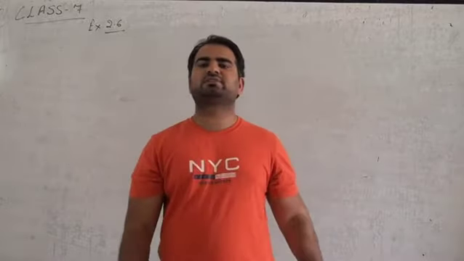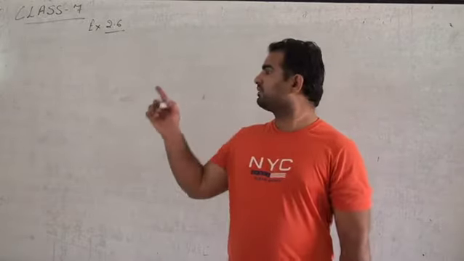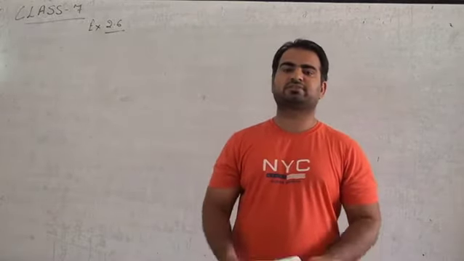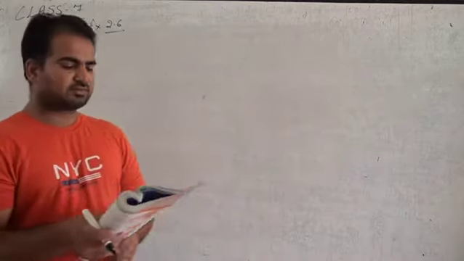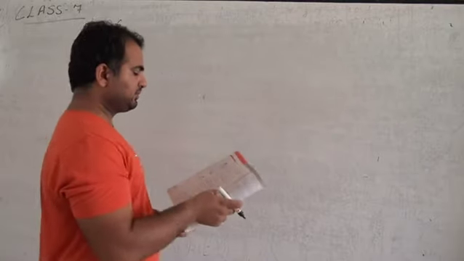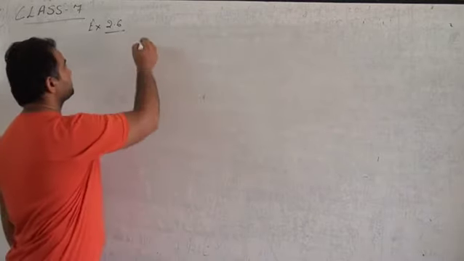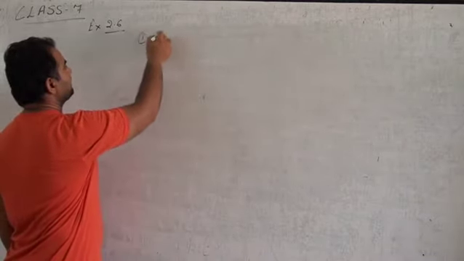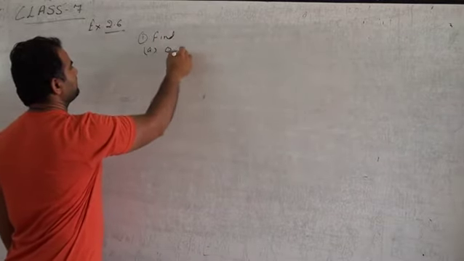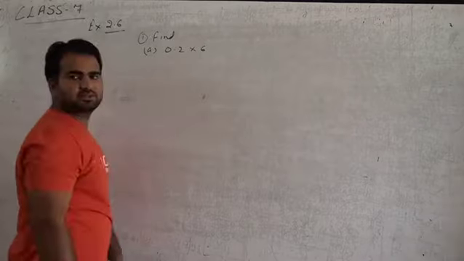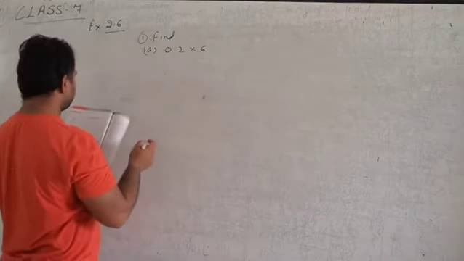Good day class. In this video we are going to solve exercise number 2.6, which is multiplication of decimals. Question number first is find 0.2 multiplied by 6. Next is 8 into 4.6.